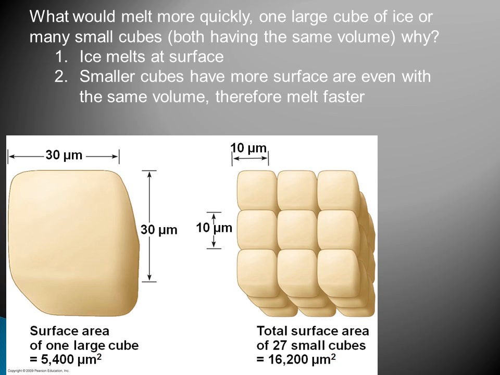This is why your refrigerators have cubed ice or crushed ice. The crushed ice melts faster, cooling your drink more quickly. The larger ice would last longer. So you can see this extra surface area that these smaller cubes have.